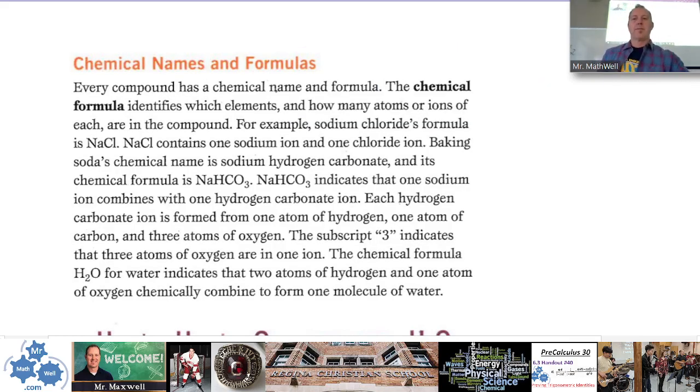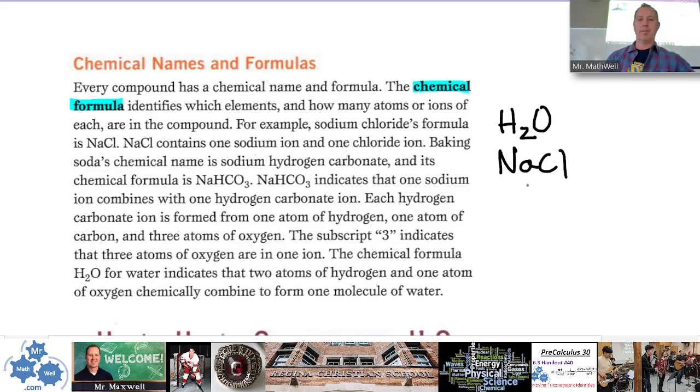Chemical formulas. Okay, what's a chemical formula? Well, a chemical formula identifies the elements and how many atoms of each are in the compound. So literally, H2O is a chemical formula. It's a formula for saying how many atoms and of which elements are in a compound. H2O, NaCl. These are chemical formulas for compounds. All right?